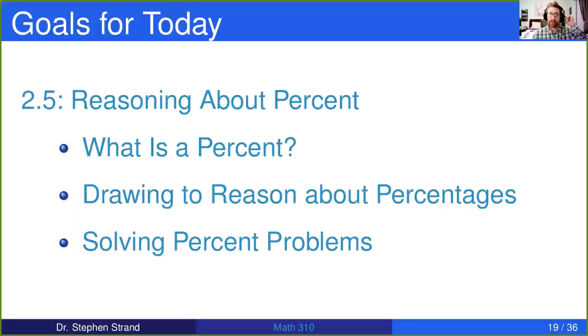This is chapter 2.5 in your book, and we want to do a little bit of background before we dive into 7.6, which is solving some more interesting type problems with percent. So today what we're going to do is just talk about what a basic percent is and some drawings that can help us remember some benchmarks for percents, and then we're going to look at a couple of different ways to reason about percent problems.